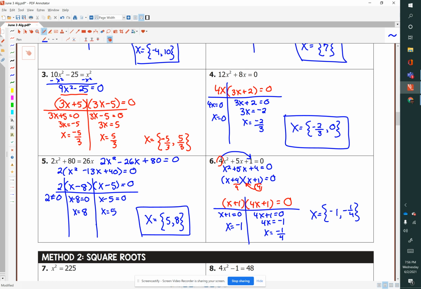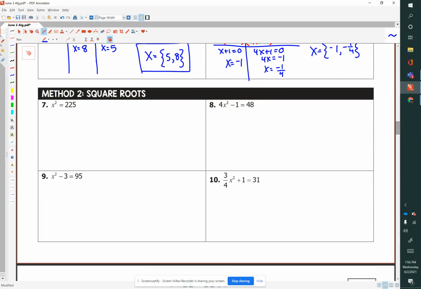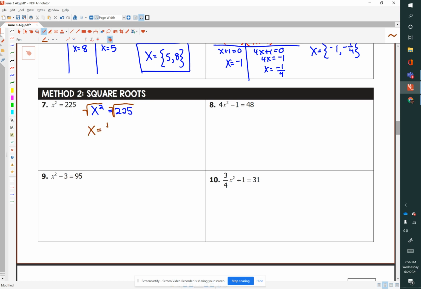Now we're going to do 4 problems using square roots. I'm just going to rewrite the first problem, number 7. And those are both perfect squares, fortunately. So I can take the square root of each one of those, and x will equal plus or minus 15. So I can write it as a solution set, negative 15, positive 15. And those are not the best looking brackets I've ever written. Brackets are squiggly and hard.